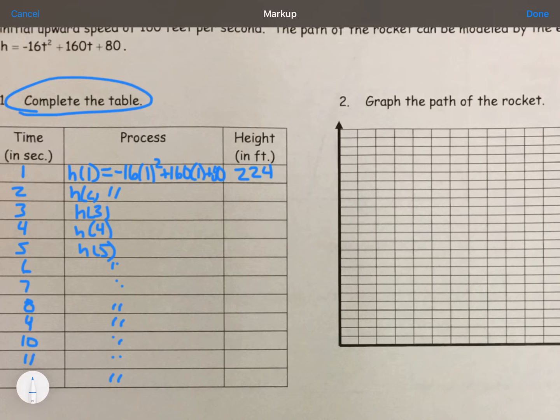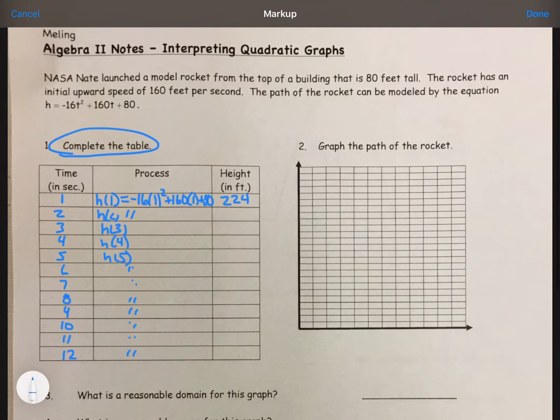Just type in the whole equation. So instead of typing t squared, type in negative 16x squared plus 160x plus 80. Because if you think about it over here, this is our x-axis and this is our y-axis. So in this case, that's h and that's t.